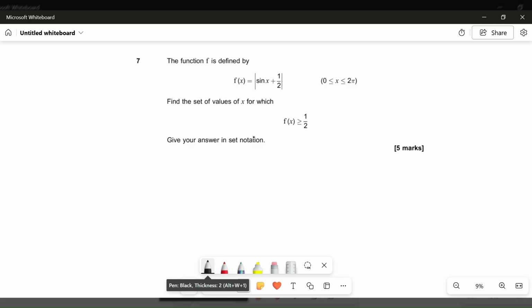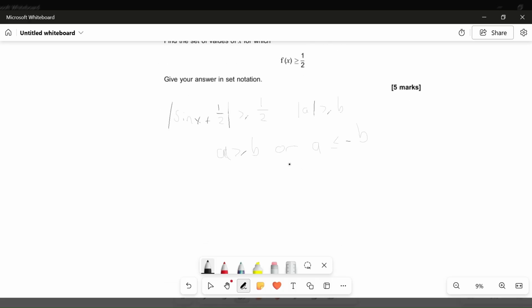So the first step will be to plug the definition of this function into this inequality here. So we have the modulus of sine of x plus a half is greater than or equal to a half. If we have an inequality that looks like this, the modulus of A is greater than or equal to B, that is the same as this set of two inequalities, which is either A is greater than or equal to B, or A is less than or equal to minus B.